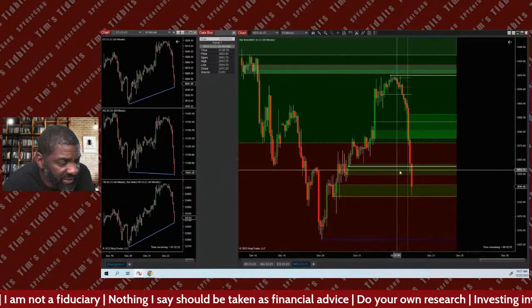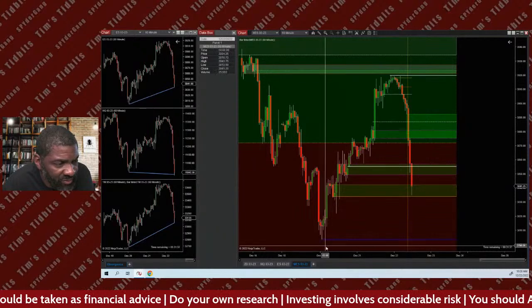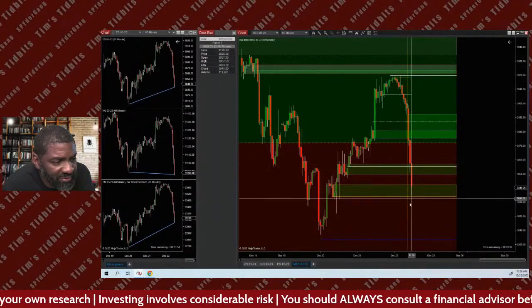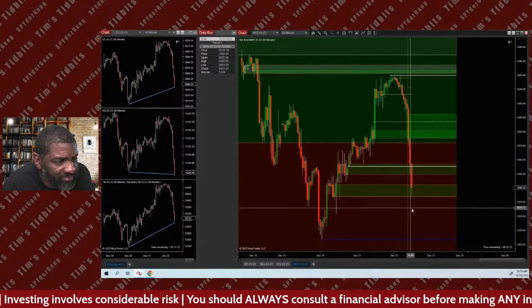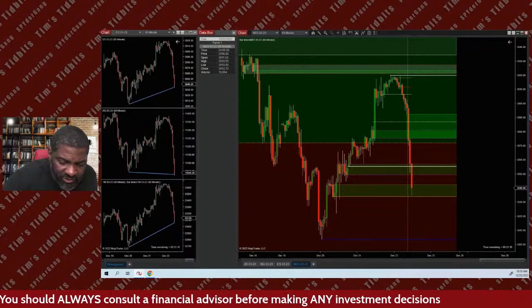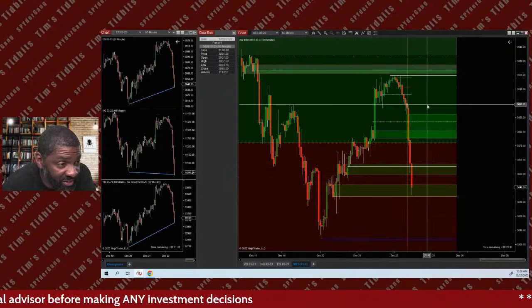We have run sell side liquidity. All right, so we've run sell side liquidity. We're at an order block. We're at a rejection block. Let's see if this has enough power to stop the algos in their tracks for at least some kind of small retracement.